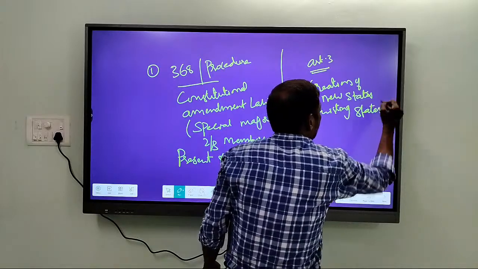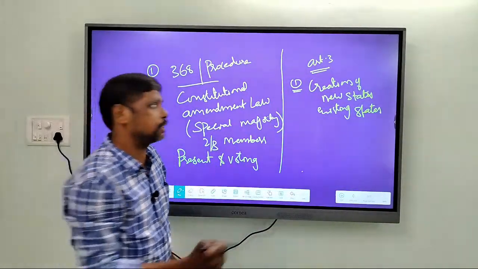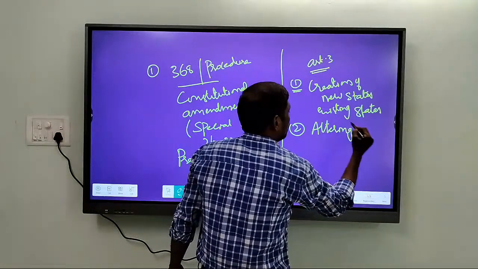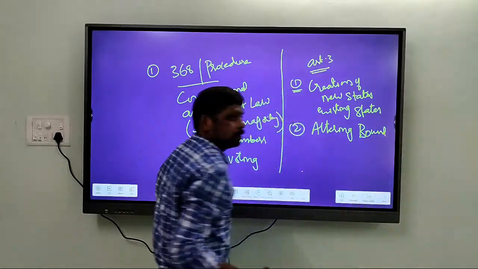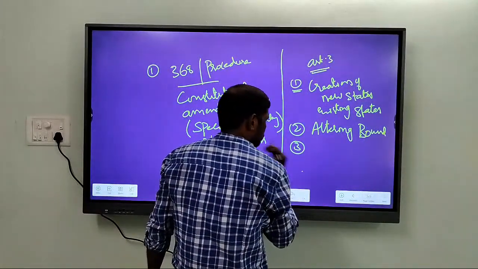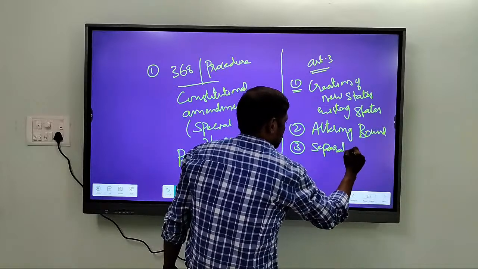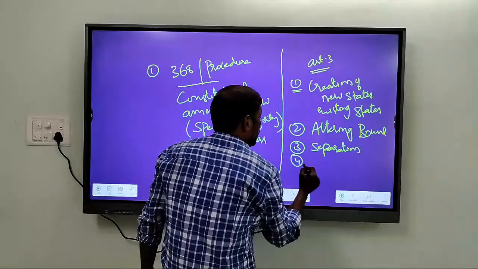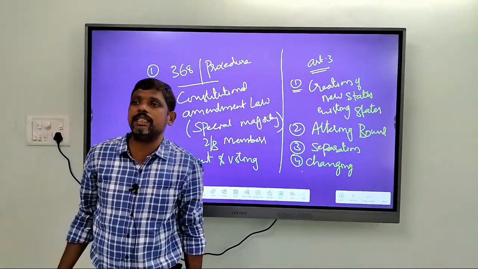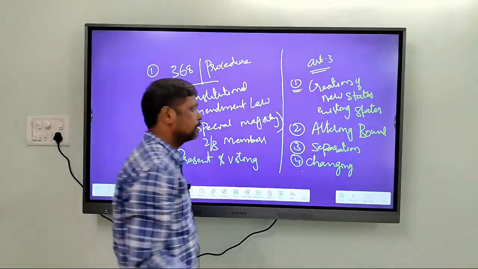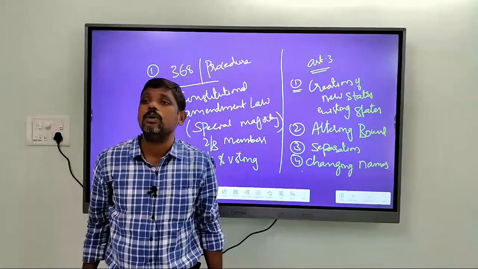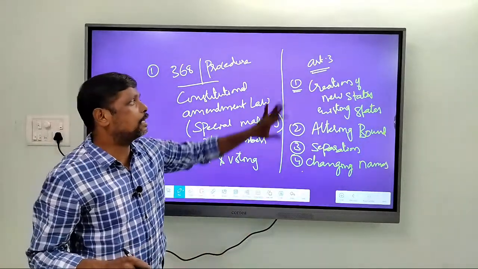So how are these new states created? By altering the boundaries of the states. So Article 3 even deals with altering the boundaries of the states: separation of the existing states, merging of states, altering the boundaries, separation of new states, and changing the names of the states. Article 3 allows changes in the names of the state. Recently we have seen the name of Orissa being changed to Odisha. So Article 3 deals with these things.